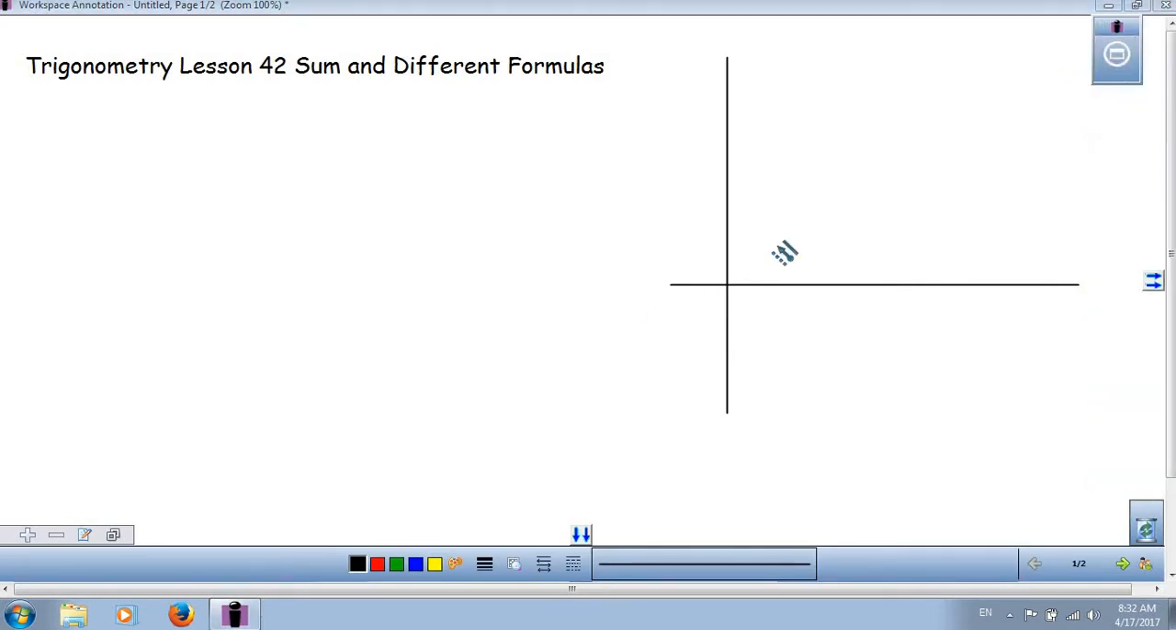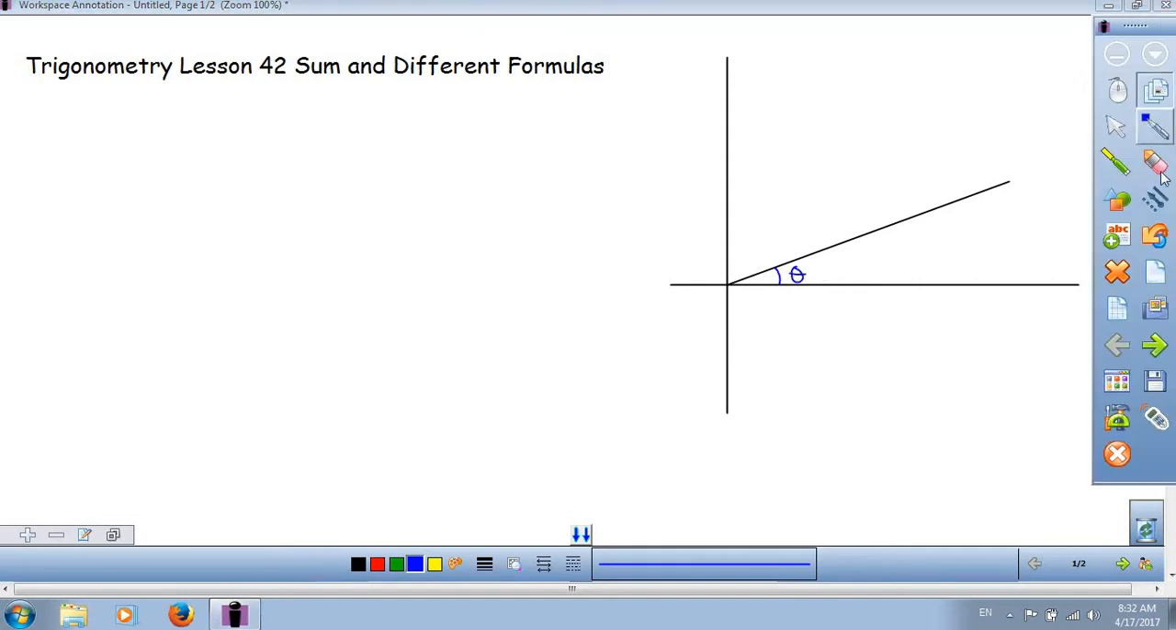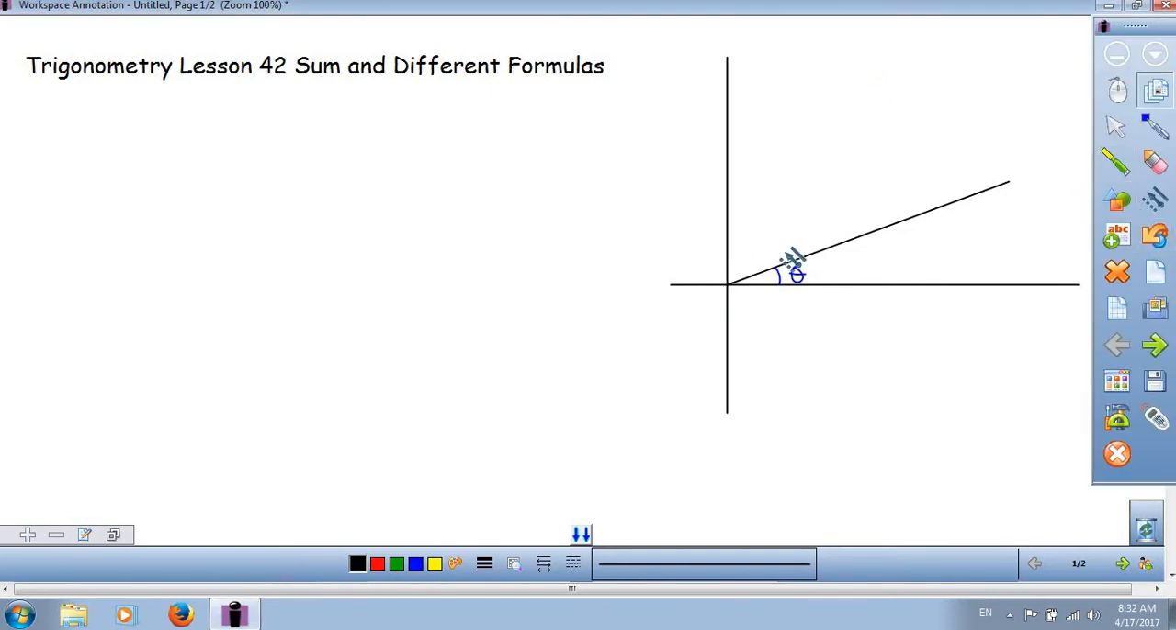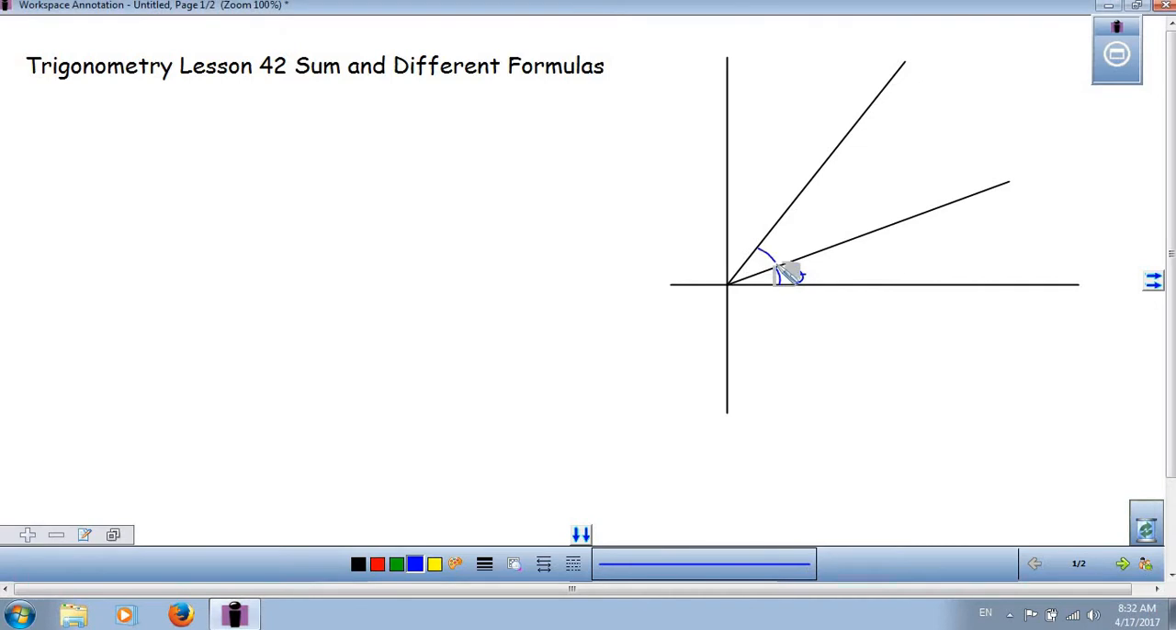Alright, so suppose we have an angle theta, and let's go ahead and mark theta here, and then we have another angle phi. I'm going to make them definitely different. As you can see, this is angle theta and this is angle phi. Coming together, from here to here, this would be theta plus phi. We want to find out what the sum and difference formula is.